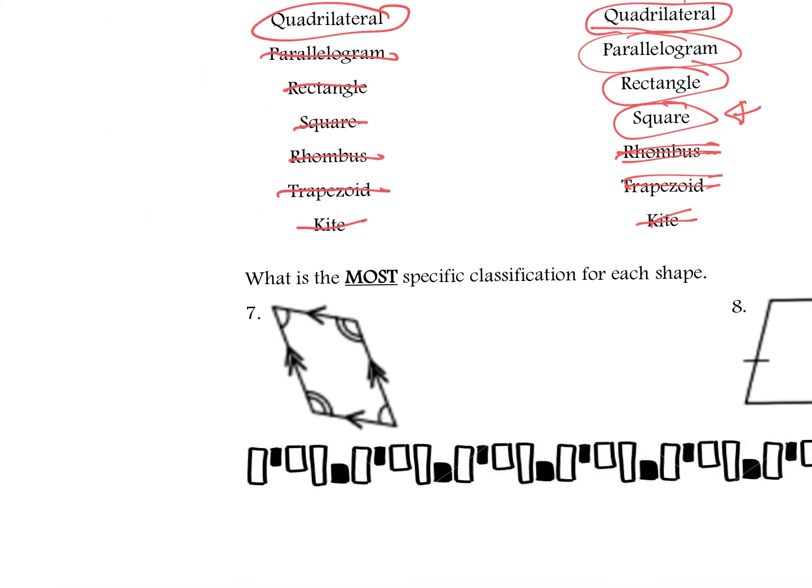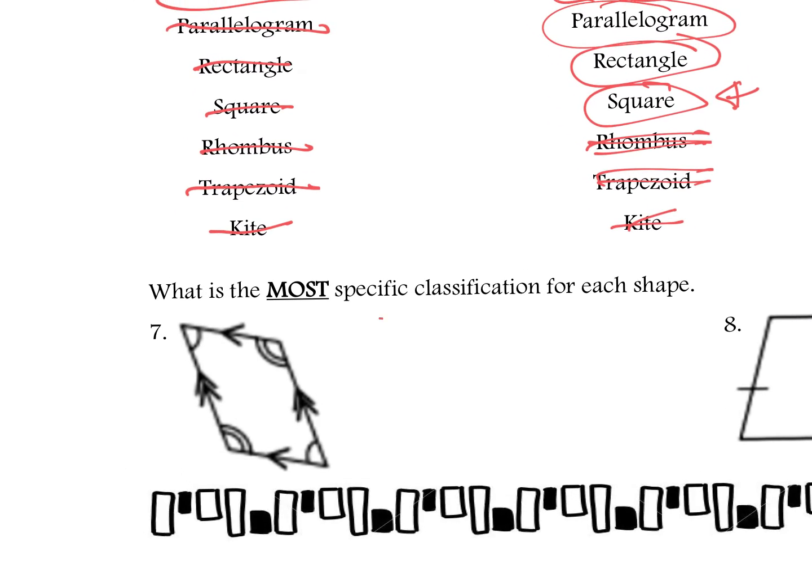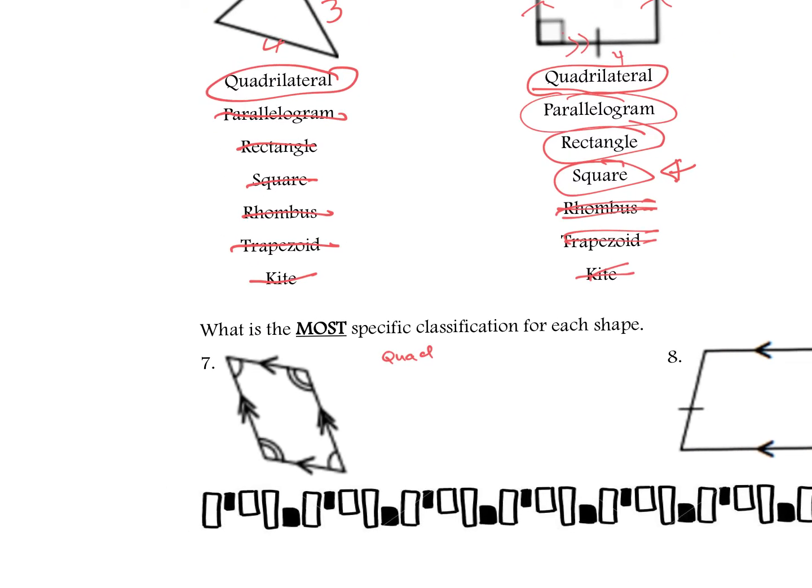Okay. What is the most specific? That's what we just got done doing. So if I look at this one right here, I know it's a quadrilateral. Let's go back and look at the list up there. Is it a parallelogram? Yes, it is a parallelogram.